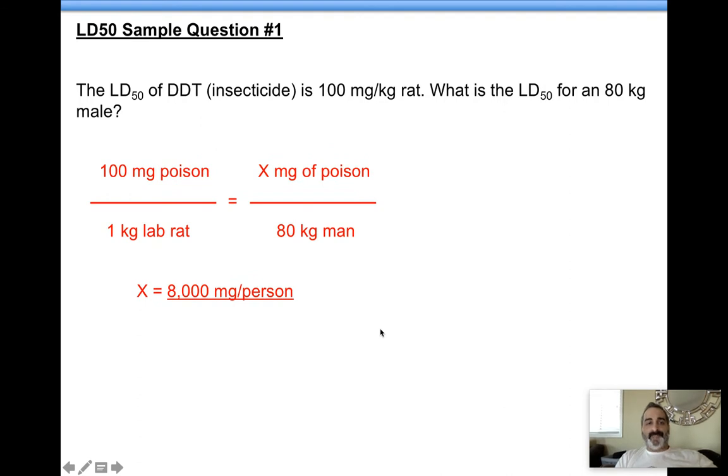Here's another type. The LD50 of DDT, a banned insecticide, banned in the United States, is 100 milligrams per 1 kilogram lab rat. So there you go, 100 milligrams of poison per 1 kilogram lab rat. That's my first equality. What is the LD50 for an 80 kilogram male? So 80 goes on the bottom here. X is milligrams of poison. That's what we're solving for. You cross multiply, 80 times 100 divided by 1 gives you 8,000 milligrams of DDT per person to kill an average adult male.